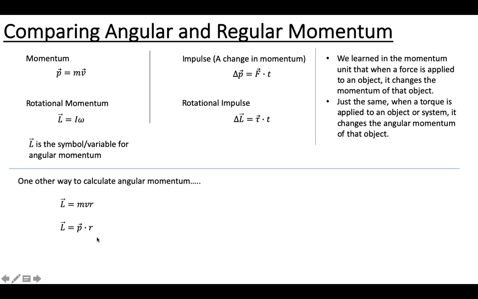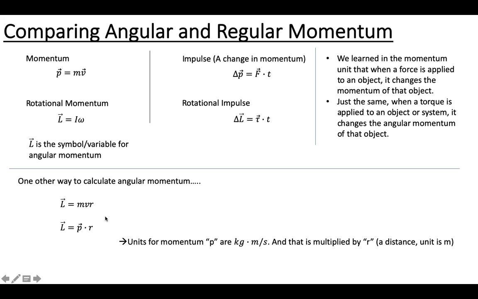And we've seen that same relationship happen with velocity and acceleration. If you just multiply the regular thing by R, how far you are from the center, that's how you change from regular to circular. I like this equation because it does help explain the units for angular momentum. Remember, the units for regular momentum, P, are kilogram meters per second. That's just mass times velocity, right? Mass is kilograms, and velocity is meters per second. So kilogram meters per second is for momentum.